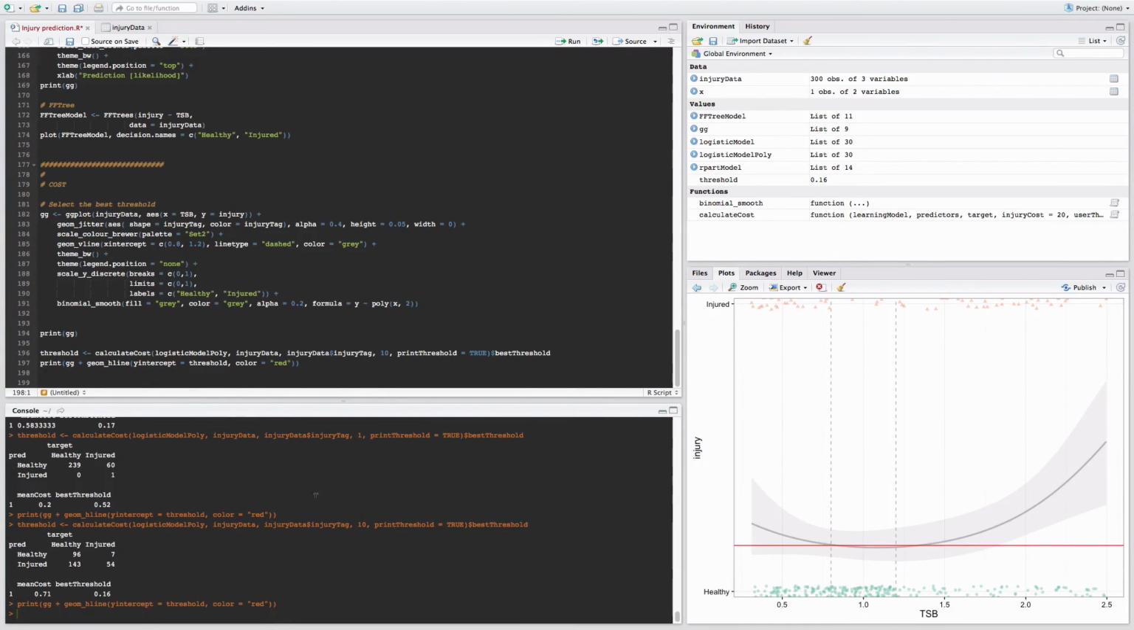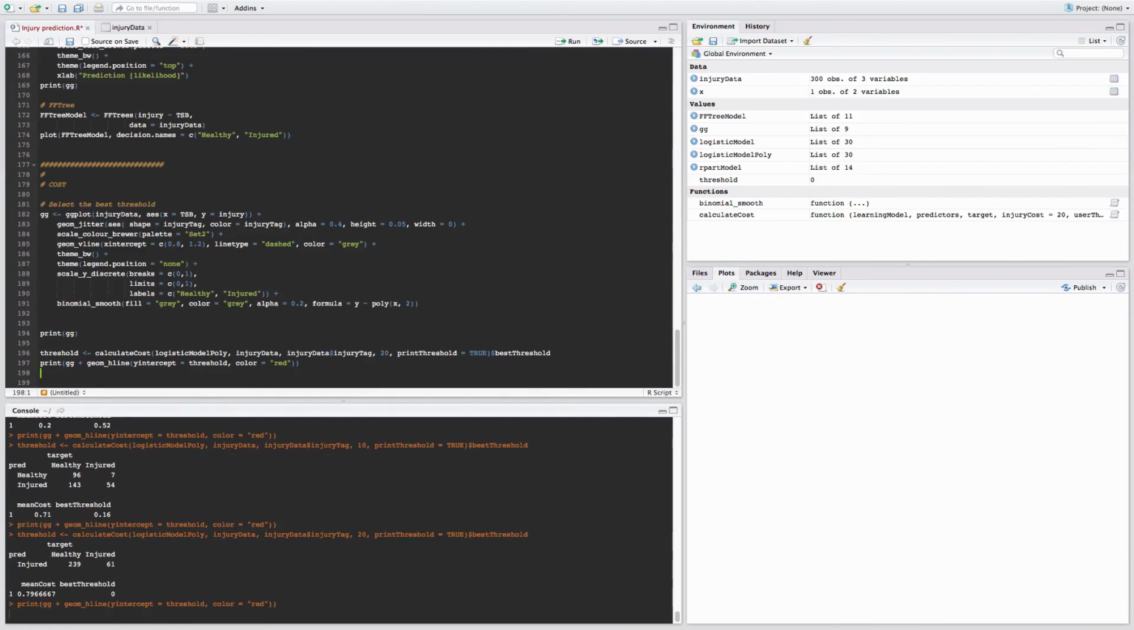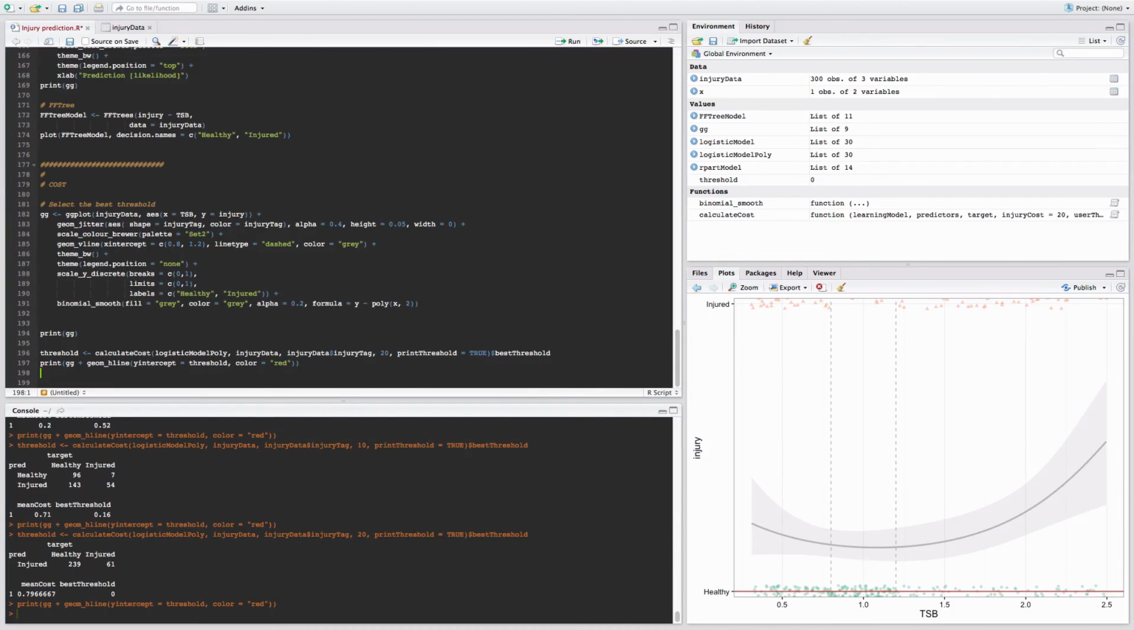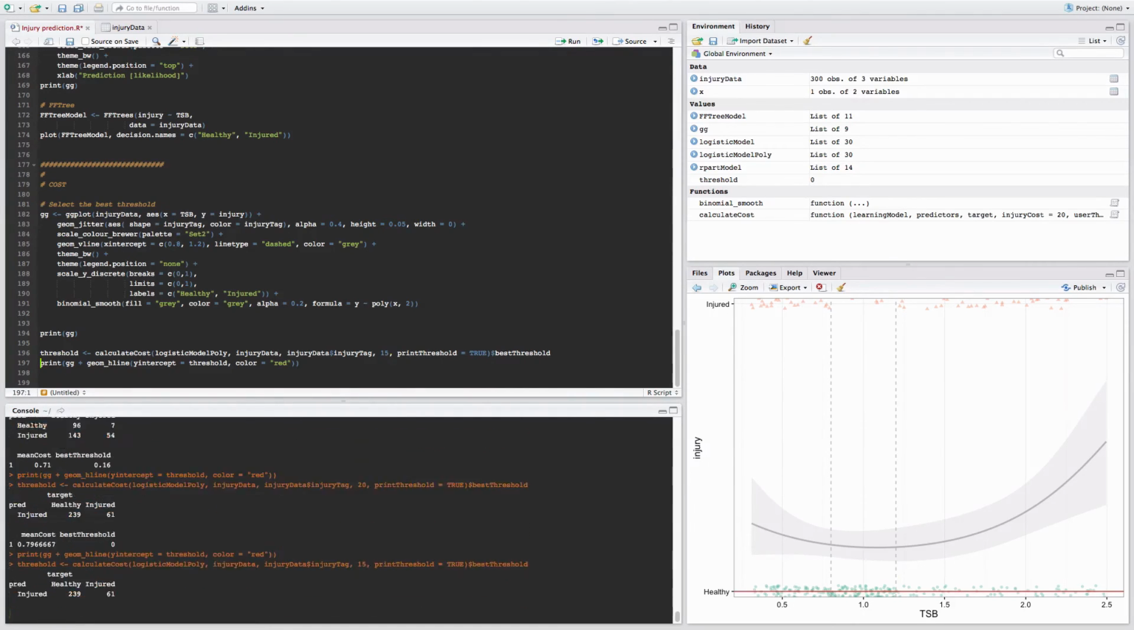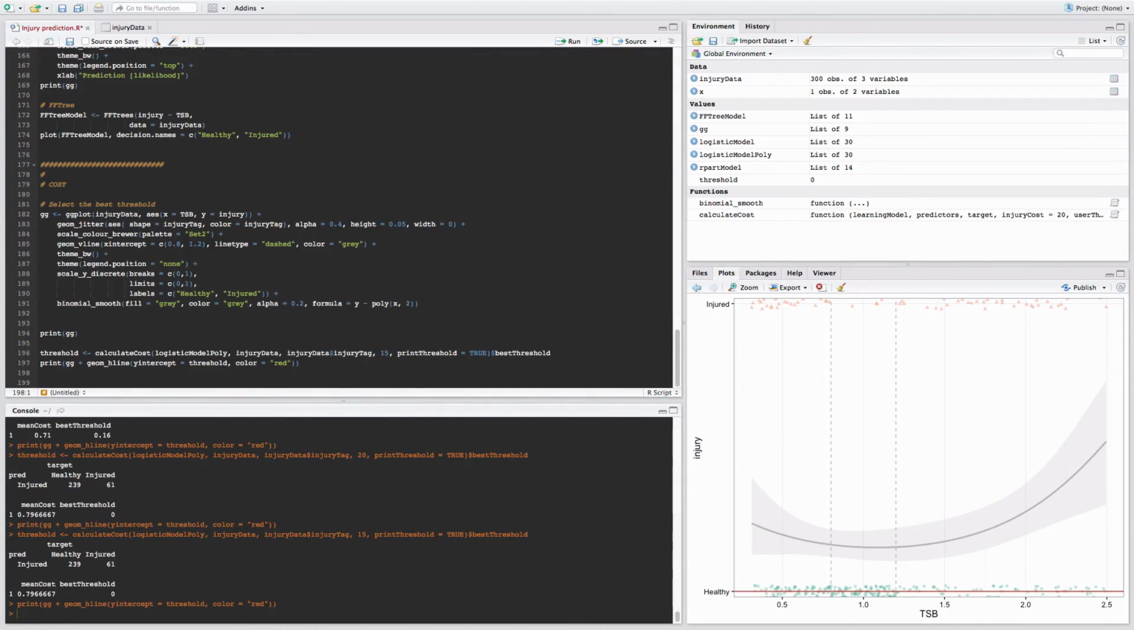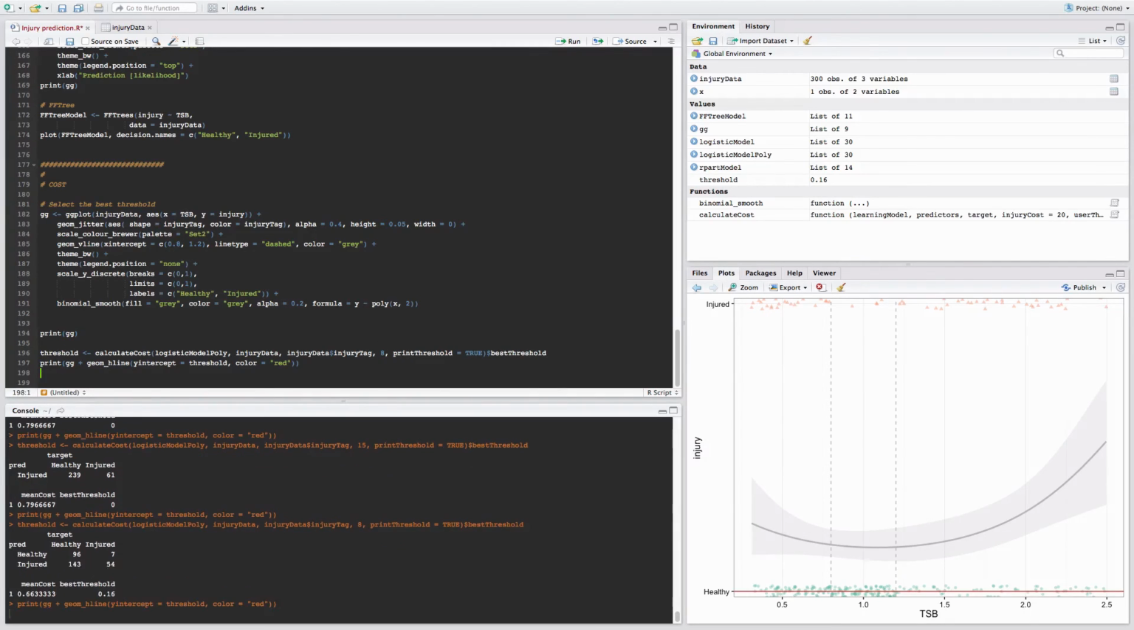So let's say the cost is 20. The best threshold is 0. So we're going to call everyone injured to minimize the cost. Let's put 15 and see what's going to happen. It's still 0. Let's put 8, so it costs us 8 times more.